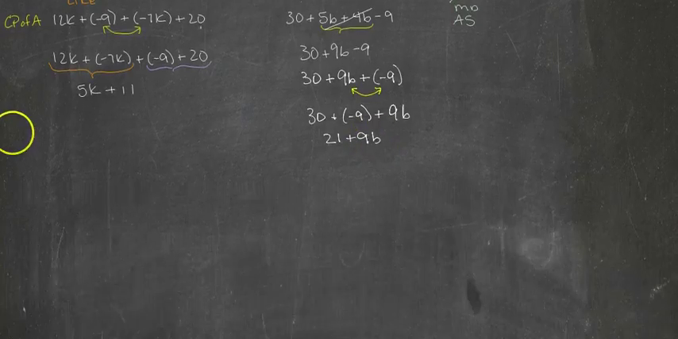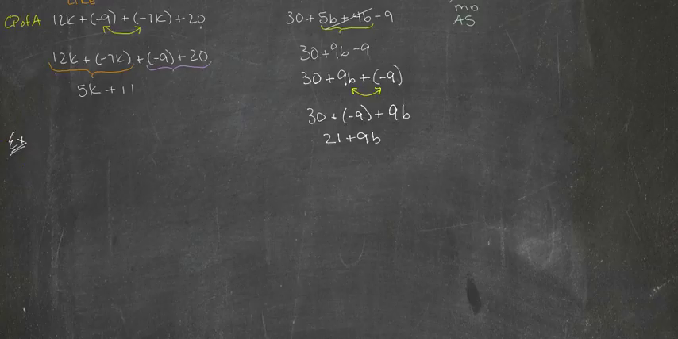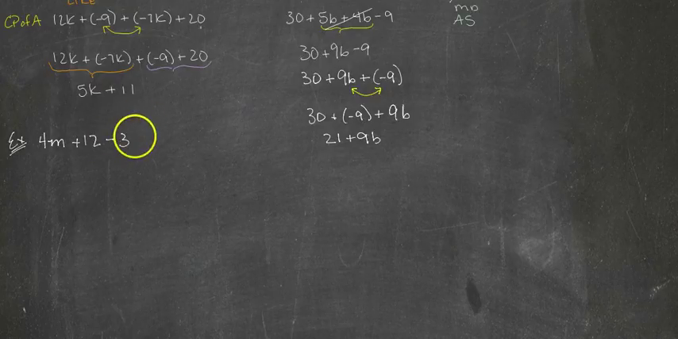Let's do a couple more of these. I think these are a very difficult process, so I want to do enough examples so it starts to show the pattern. Let's combine 4m plus 12 minus 3 times 2m plus 2.